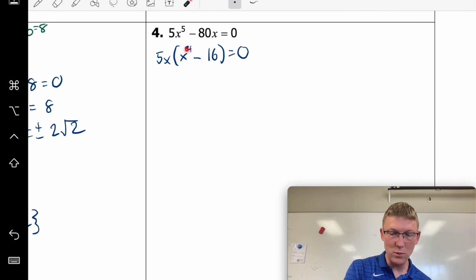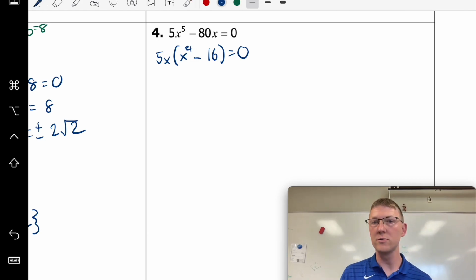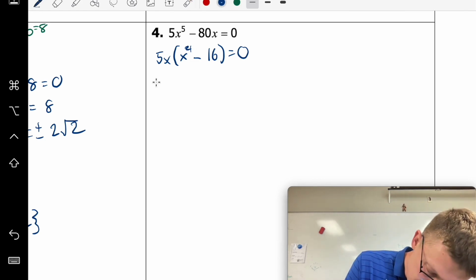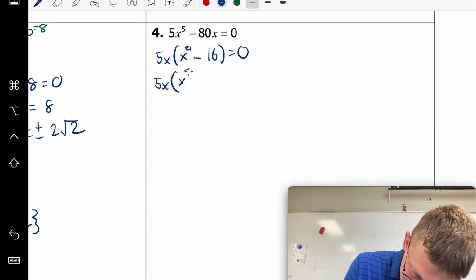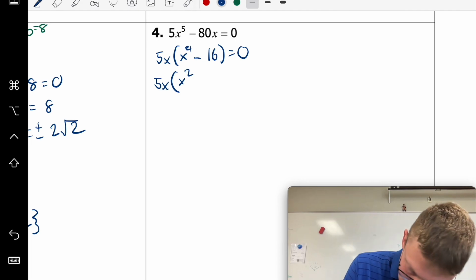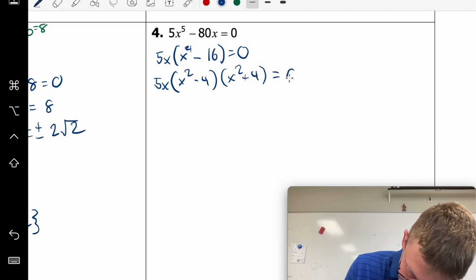So hopefully you're recognizing this, we've got a potentially squared number here. Yes, it's 4, but we're just going to say x squared is x to the 4th, minus that triggered my difference of squares alarm. Looking at this, 16 is a perfect square. So we are going to factor this using difference of squares. So we've got 5x on the outside. We're going to have x squared minus 4, x squared plus 4 equals 0.